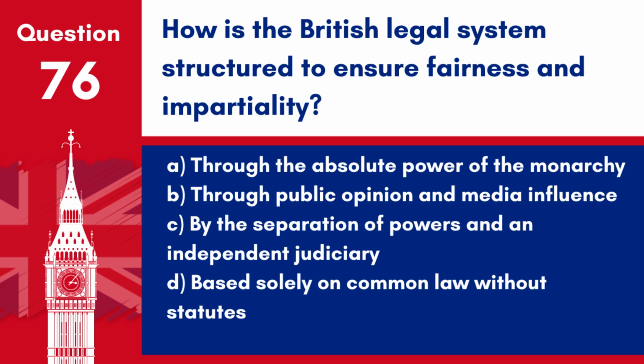Question 76. How is the British legal system structured to ensure fairness and impartiality? A. Through the absolute power of the monarchy. B. Through public opinion and media influence. C. By the separation of powers and an independent judiciary. D. Based solely on common law without statutes.